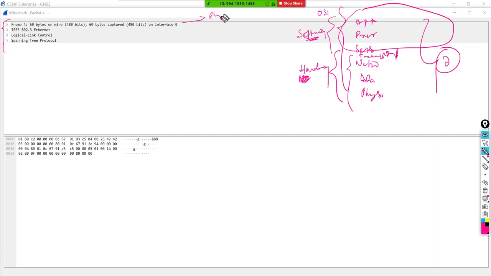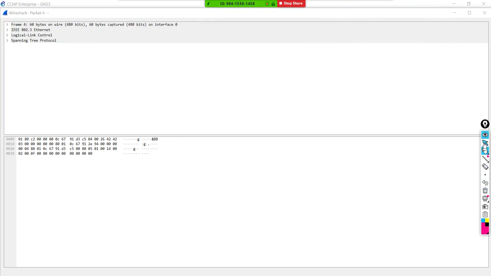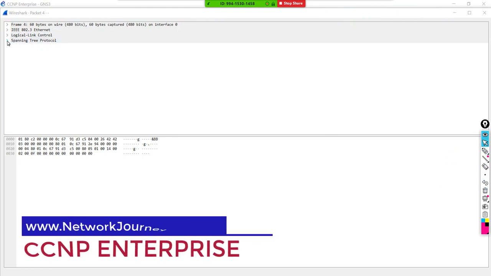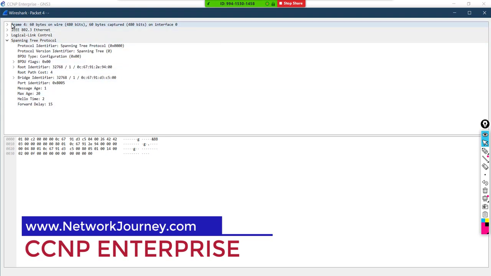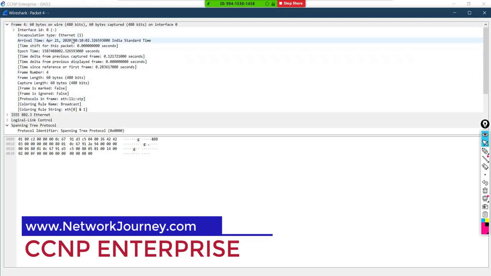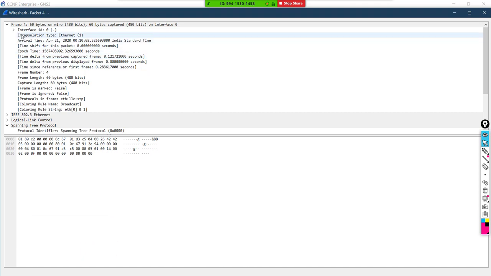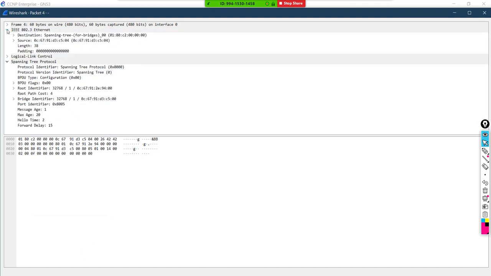This is for physical, this is for the data link layer. And since I don't have any routing here, I don't see anything for the network layer. I see directly the data packets. So if I elaborate these things, I will see what is inside them. This is about all your cabled or physical layer, which we don't deal with. This is an Ethernet header, which is the data link layer.